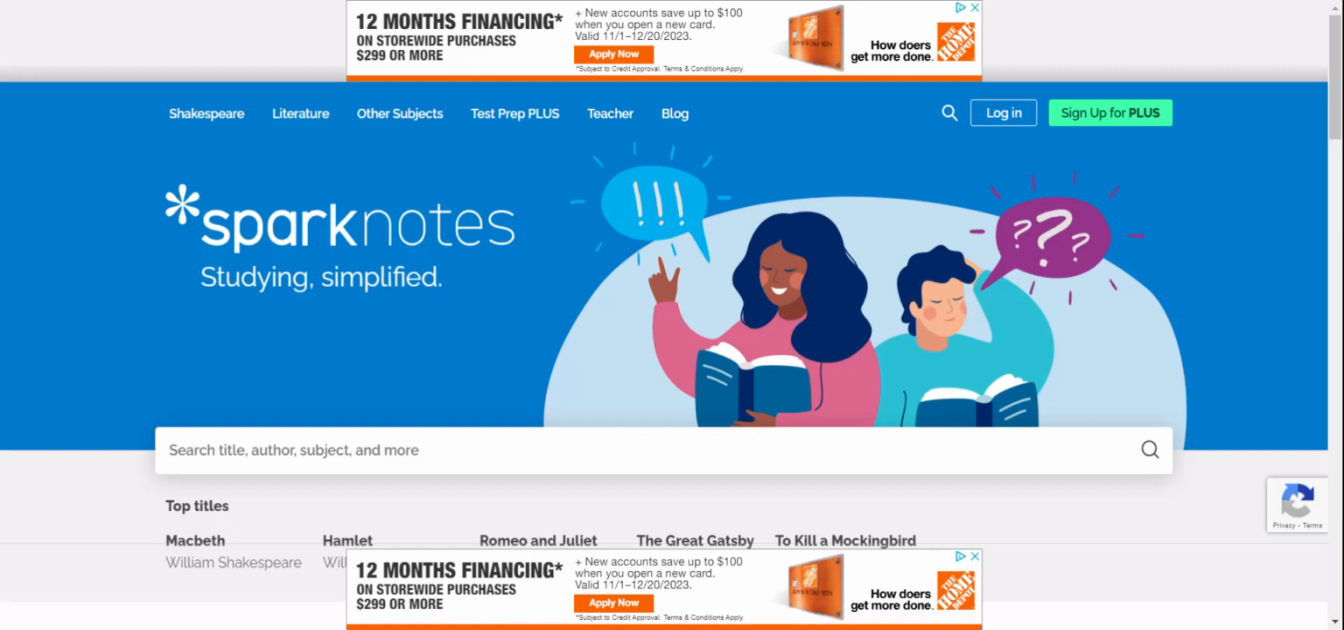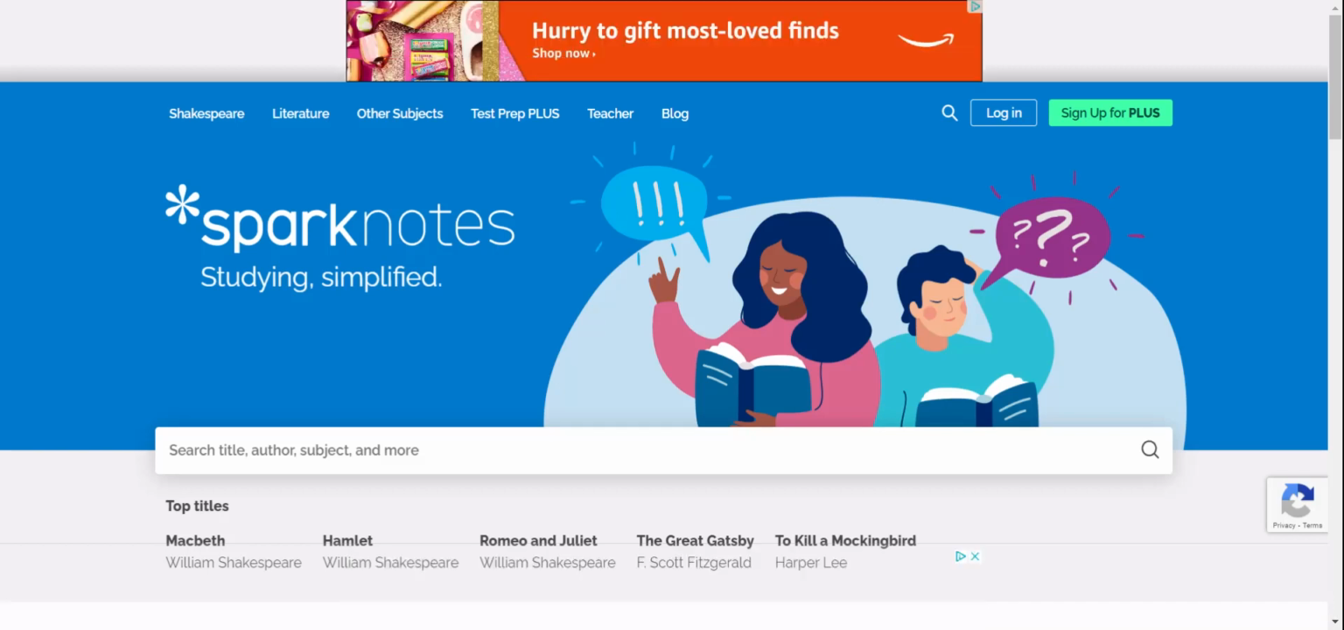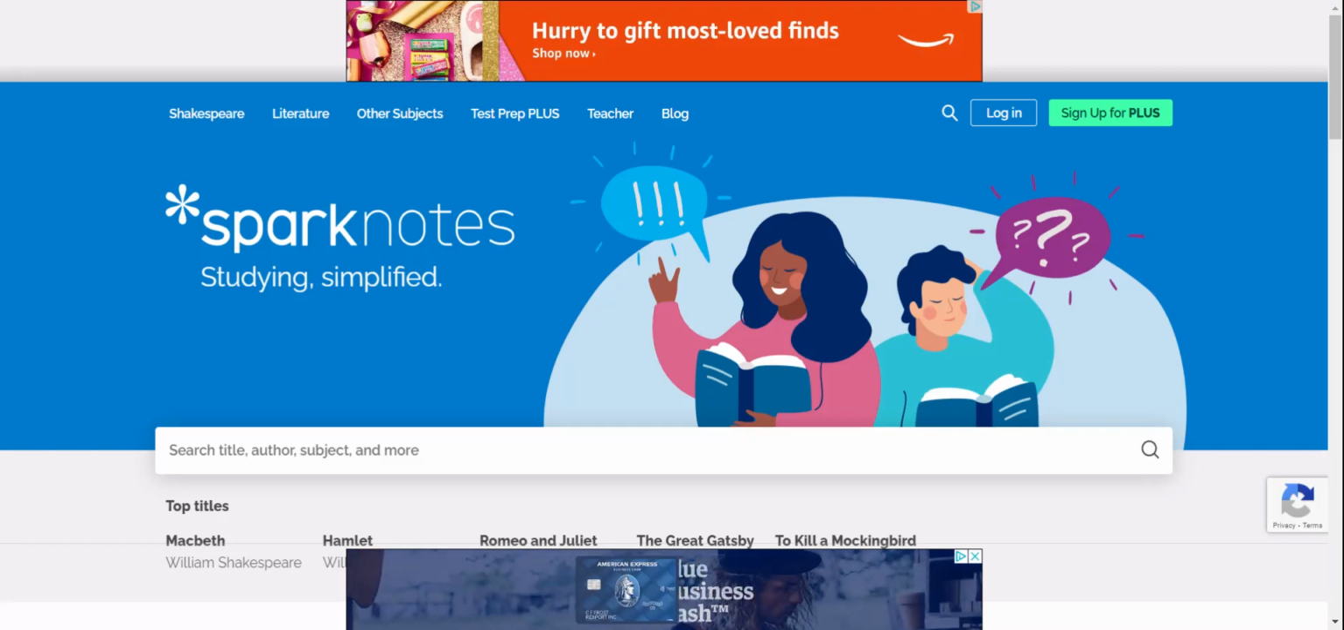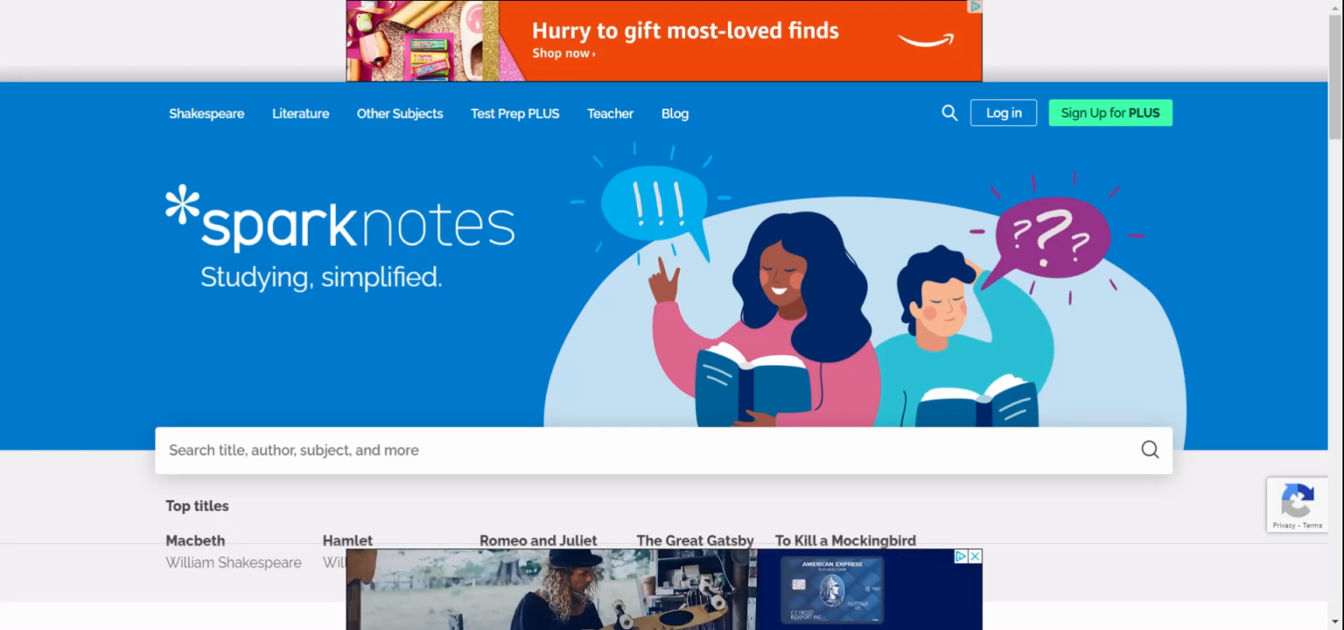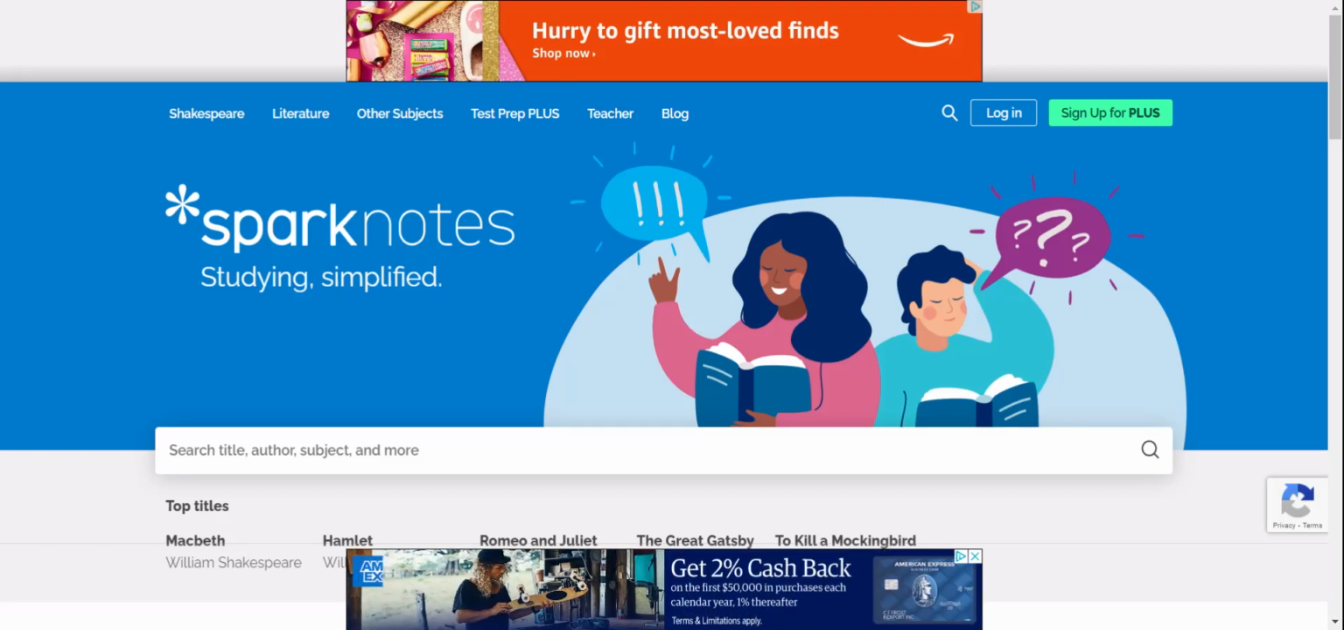For my understand portion of Bloom's pyramid, I'm going to be talking about SparkNotes. When looking at the description of the understand portion, it says describe, explain, translate, and to me, I almost immediately thought of SparkNotes, because SparkNotes has really saved me on many occasions when it comes to being able to understand something.